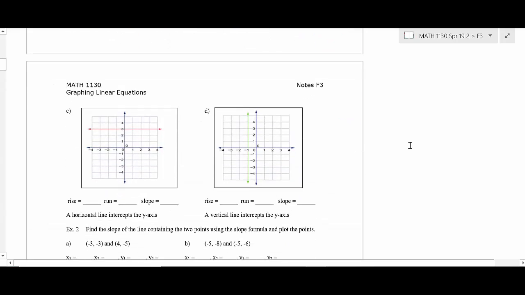Okay, let's go to the next one here. On this one, it doesn't matter what the points are. I'm just going to pick a dot and pick a dot there. What would be the rise if the line goes this way?